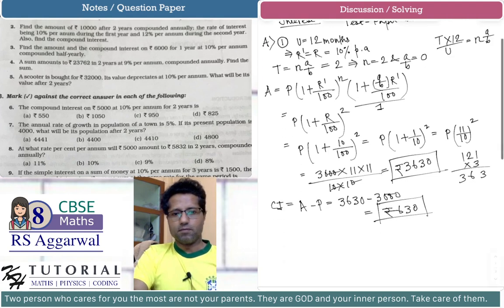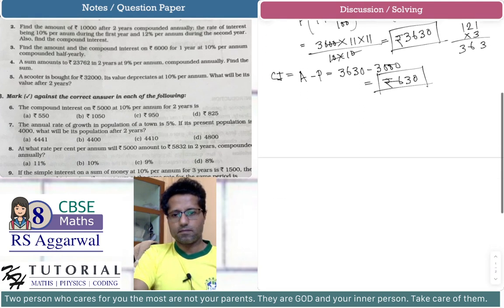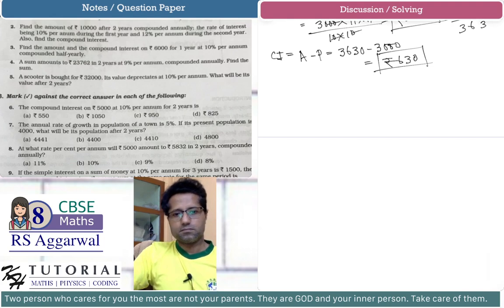Let's do problem number 2. Find the amount of 10,000 after 2 years compounded annually, the rate of interest being 10% per annum during the first year and 12% per annum during the second year. Also find the compound interest.